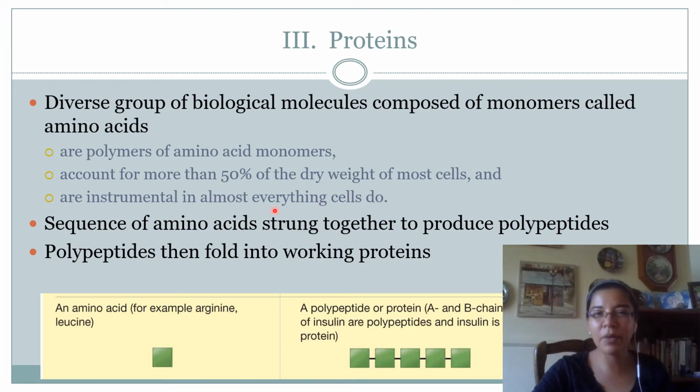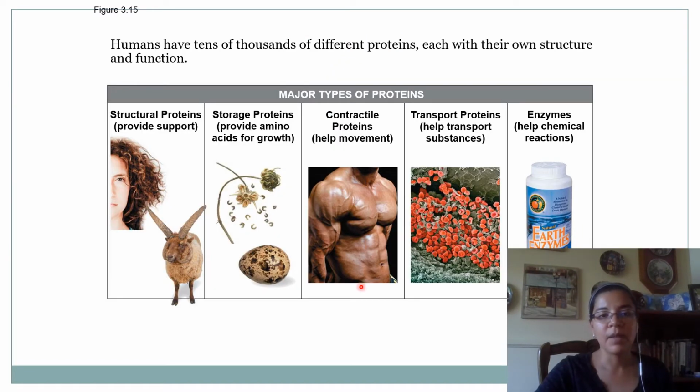If you think about where proteins are found, you'll see that they have a variety of different functions. So what are these functions? We have structural proteins. Structural proteins include your hair, which is made up of protein, the horns of an animal, or your nails, which are protein. The top layer of your skin is basically protein.